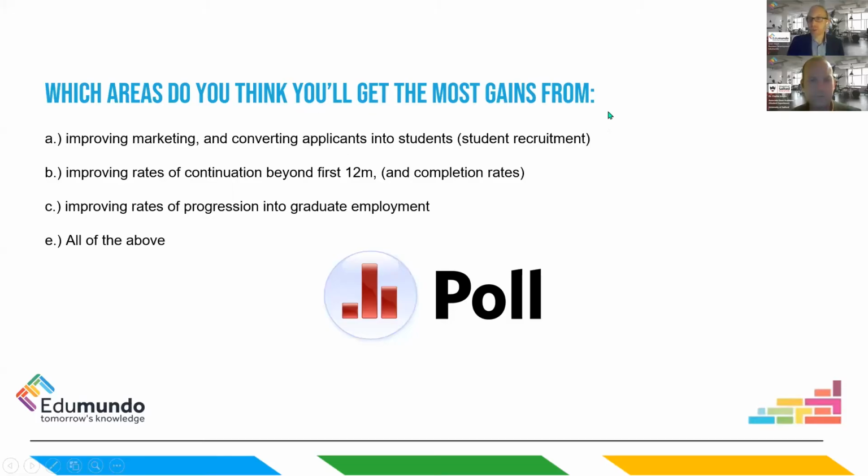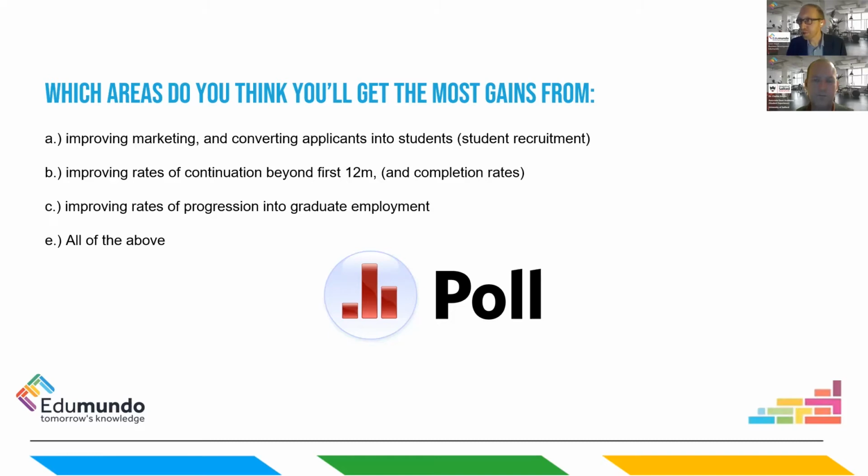Okay, so the question is, which areas do you think you'll get the most gains from by potentially taking a strategic approach to embedding simulations across the curriculum? Would that be A, improving marketing and converting applicants into students, so building that into the student offer? B, improving rates of continuation beyond the first 12 months, so retention, retaining students, and of course linked to completion of studies. C, improving rates of progression into graduate employment. These are certainly terms we use quite a lot in the UK. I think these are all applicable in North America, but please correct us if that's not the case. So those are the three, or D, all of the above.